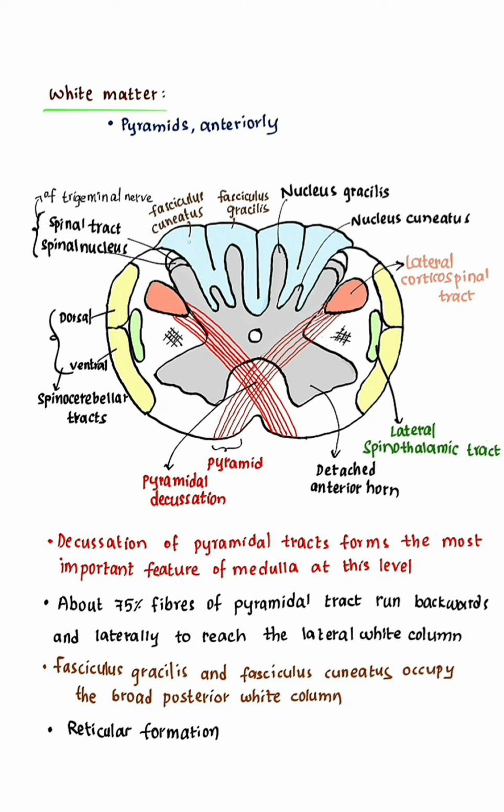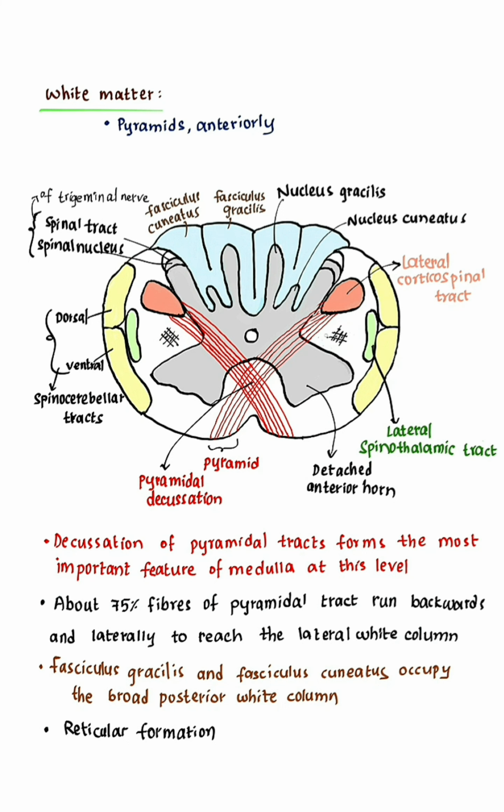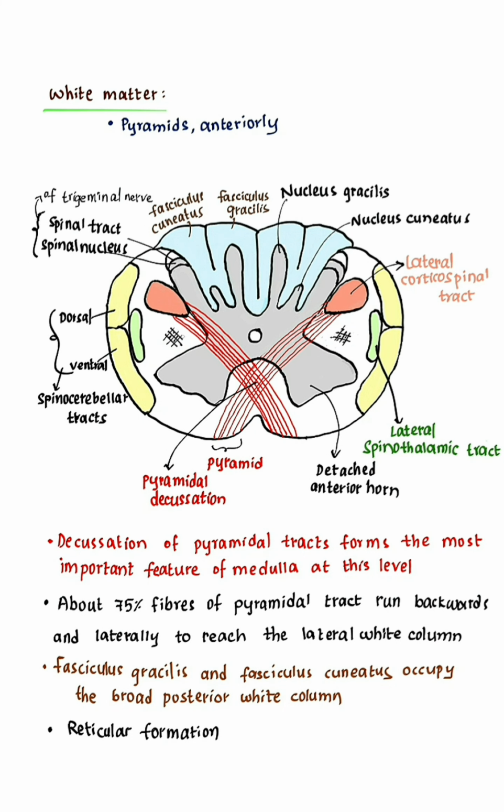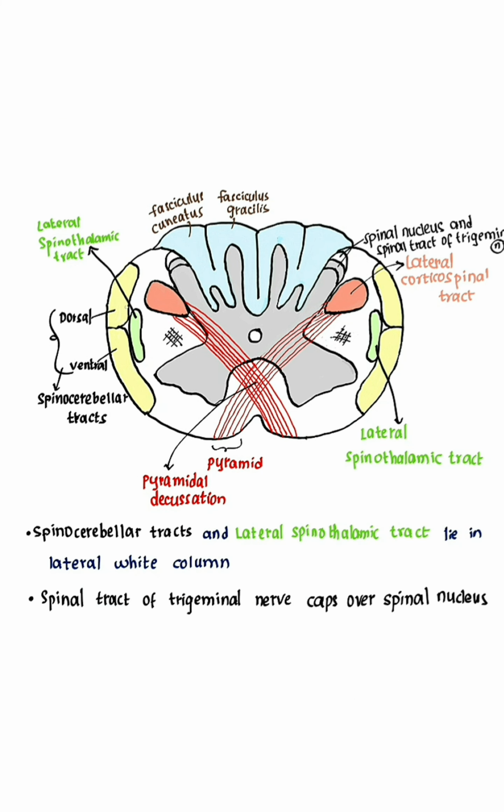Fasciculus gracilis and fasciculus cuneatus occupy the broad posterior white column. Reticular formation consists of many interconnected neurons. It is present throughout the brainstem. In the lateral white column, spinocerebellar tracts and lateral spinothalamic tract are present. Spinal tract of trigeminal nerve caps over nucleus of spinal tract of trigeminal nerve.